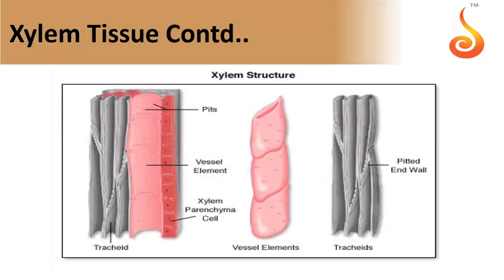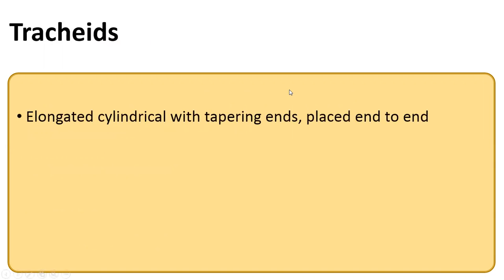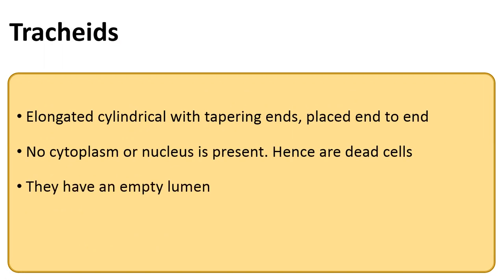Coming to the picture of it. This is the tracheid. Immediately the middle one will be the trachea or the vessels. Now, what are tracheids? Tracheids are elongated cells with tapering ends, and they are placed one above the other. So it looks like this: elongated cells with the ends tapering, and another cell would start from here. They do not have cytoplasm, neither a nucleus. When these two are not there, we consider the cell to be a dead cell. They have an empty lumen through which the water passes.